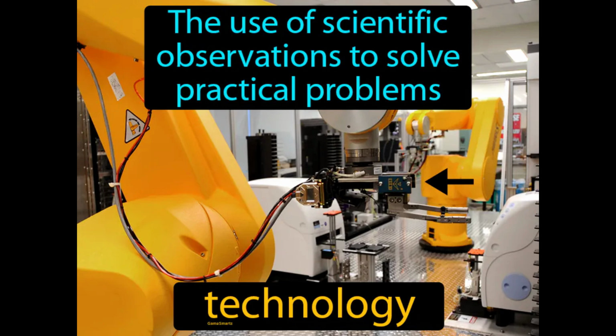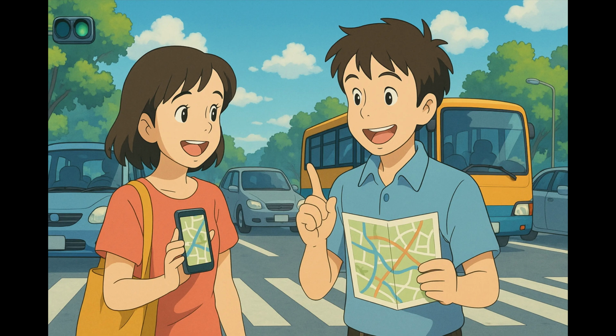The use of scientific observations to solve practical problems: technology. Technology is using science to create tools that make our lives easier. Imagine you're trying to find the best route to work during rush hour to avoid traffic jams. This is similar to how scientists use observations to find solutions to practical problems by analyzing patterns and data.